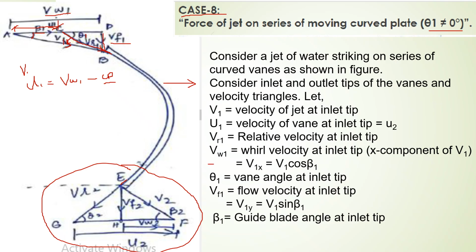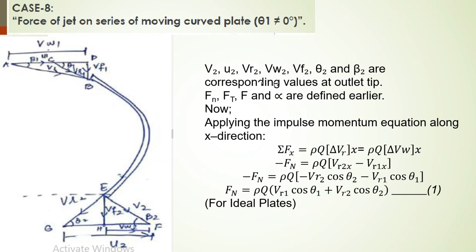So you need to define the whirl velocity, that is equal to V1 cos of beta 1. Okay, and you have u1 equal to u2, that is the whirl velocity at inlet tip, and we have to define the flow velocity at inlet tip, and you need to define the whirl velocity at inlet tip and the guide blade angle at inlet tip as well. Similarly, you need to define for the outlet tip, okay, and then you can come up with the relationship.